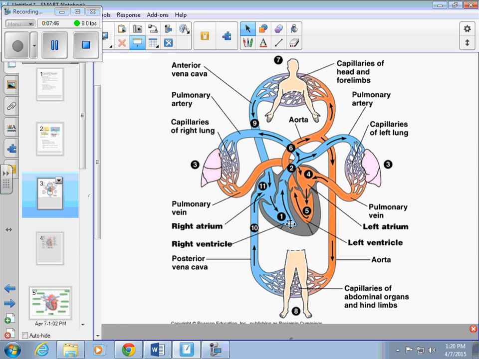Now, in every diagram you've ever seen, they always color the blood blue and red. Blue always represents the deoxygenated blood, and the red is oxygenated. Please know that blood is not actually blue. Blood is blood. Blood is always red. It might be a little bit darker, a little bit lighter, but there's no such thing as blue blood. Even though it doesn't have a lot of oxygen in it, it is still red blood.